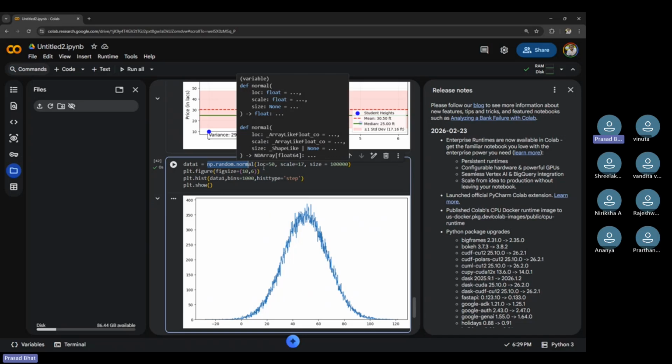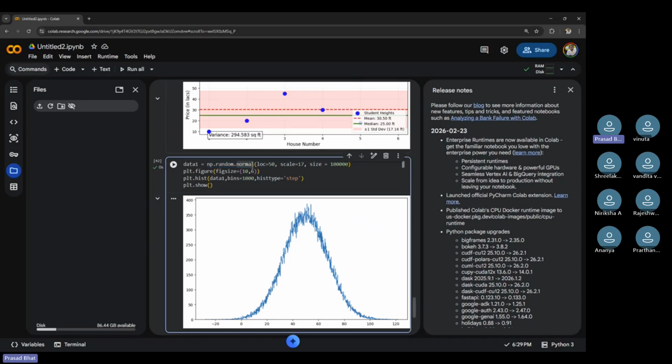I generated some random numbers. The np.random function is for that. I mentioned that it should follow the normal distribution. This loc is the mu value, the center value, right? Scale is nothing but the standard deviation, 17. And then size, I wanted 1 lakh samples, and that is what I got.